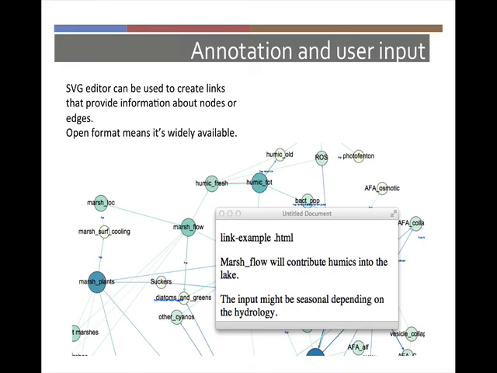Another way is in the discussion, we can have a group discussion, and if somebody makes a point in Gephi, just while it's being projected, you can click on the little thing, like here I double click over on marsh plants, it would pull up a little window and I can annotate it. And I can say, oh, here's an example that here we've got marsh plants and what's happening with that. Well, the marsh flow will contribute to the humics of the lake, and the input might be seasonal. We can put those comments right in, so it's a way to capture information from a diverse group.